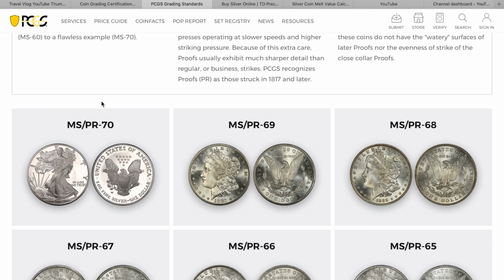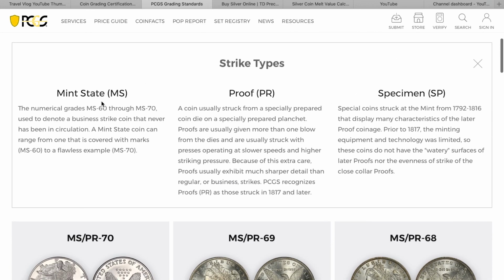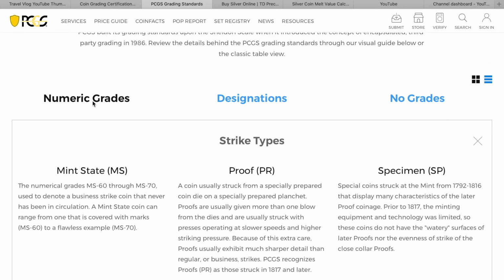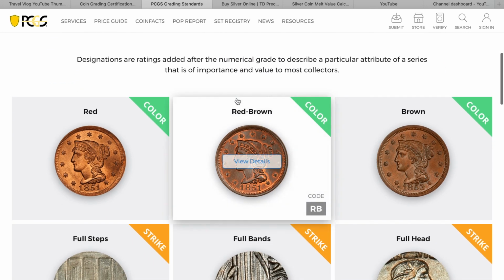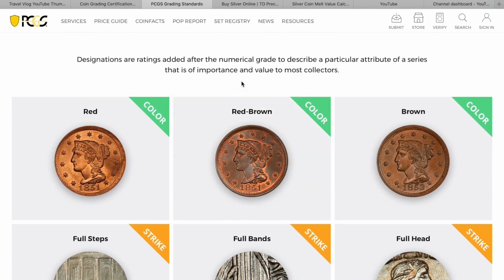So that was the numeric one there, going from 70 down to 0. Because we're on numeric grades here, what I'm going to do is go over to designations. And these are pictures and examples of the first set of abbreviations that we were looking at, where it was brown and red and all that stuff.